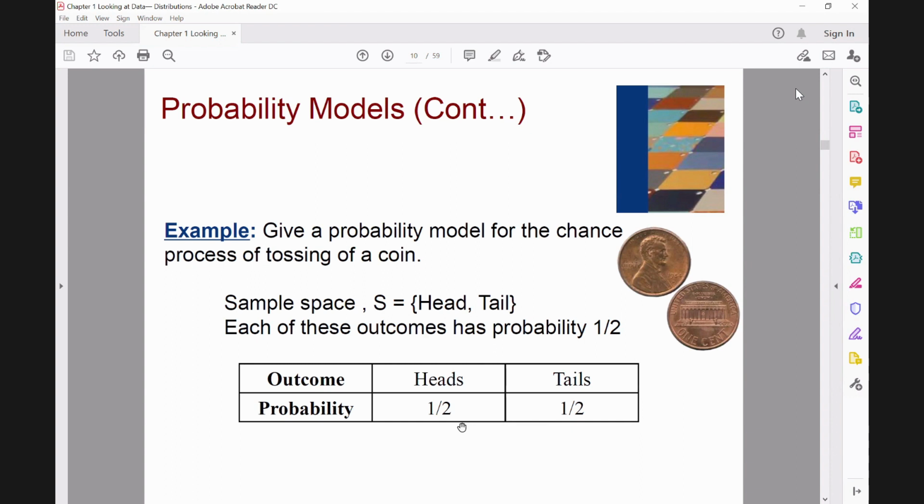Then once we talk about probability models, that means we have the sample space and we have the probability for each outcome. Like here, for example, when we toss a coin, we have two possible outcomes, which are heads or tails. This is head, obviously, and this is tail. Then the probability to have heads is half and the probability to have tail is half.